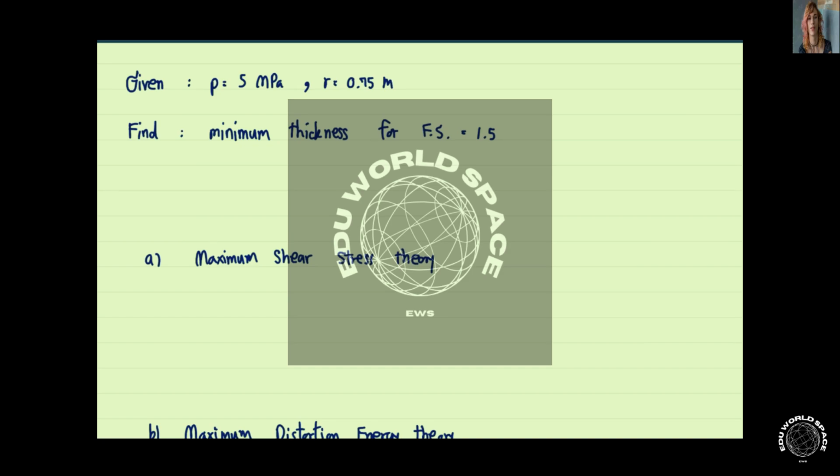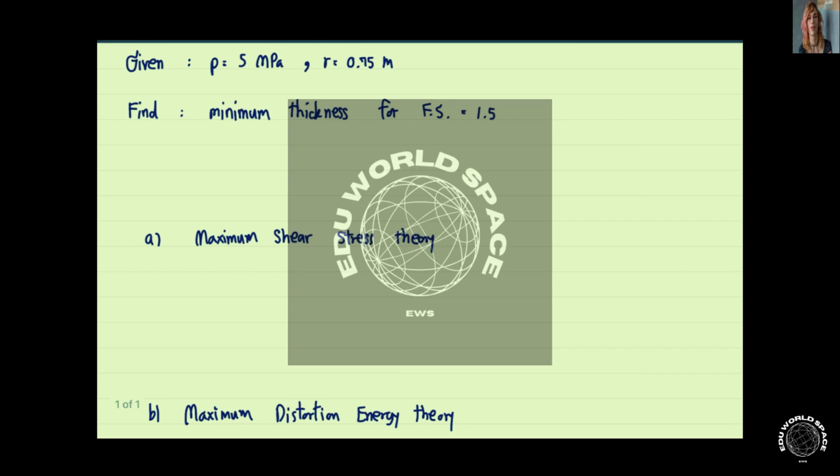In this question, they want us to find the minimum thickness of a tank that can handle the pressure of 5 MPa, and the tank has a radius of 0.75 meter. They want us to use the maximum shear stress theory and the maximum distortion energy theory to determine the thickness for a safety factor of 1.5.